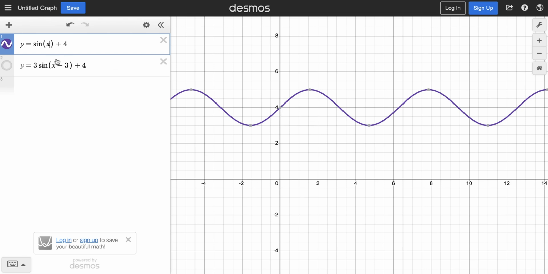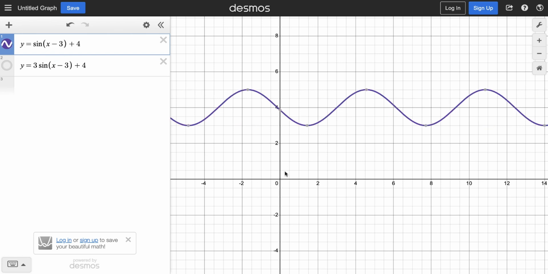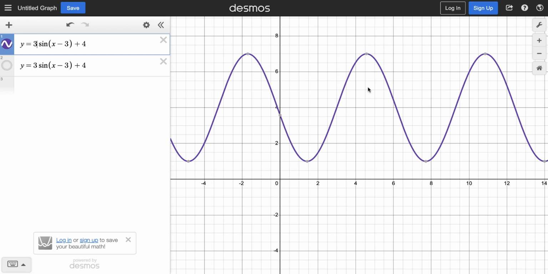Then what we do is we can plug in the minus 3. So we slowly start adding in our transformations one at a time. This minus 3, well, look what it did. It moved everything to the right by 3 units. Finally, we add on the 3 at the front, and basically what this does is it stretches it by a factor of 3 in the y direction. So basically the distance now from the highest point, which we know is 7, to the midline, which is at 4, 7 minus 4 gives us 3, which represents this 3 in the amplitude.